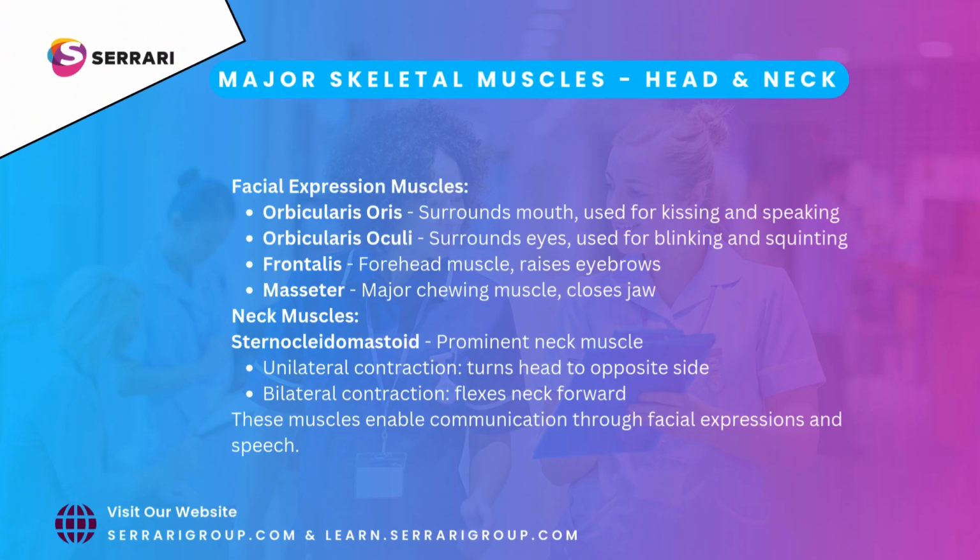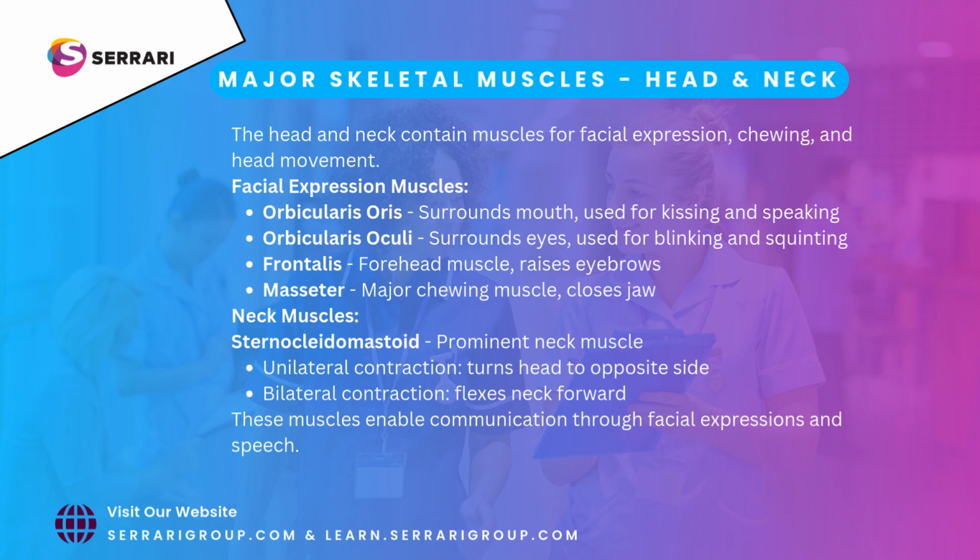Major skeletal muscles, head and neck. The head and neck contain muscles for facial expression, chewing, and head movement. Facial expression muscles. Orbicularis oris surrounds mouth, used for kissing and speaking. Orbicularis oculi surrounds eyes, used for blinking and squinting.